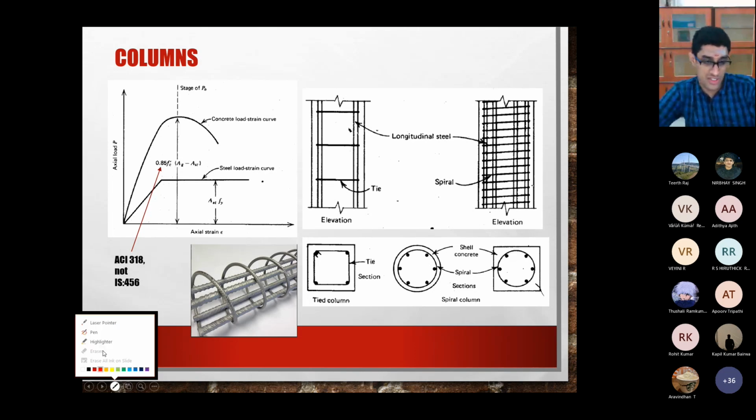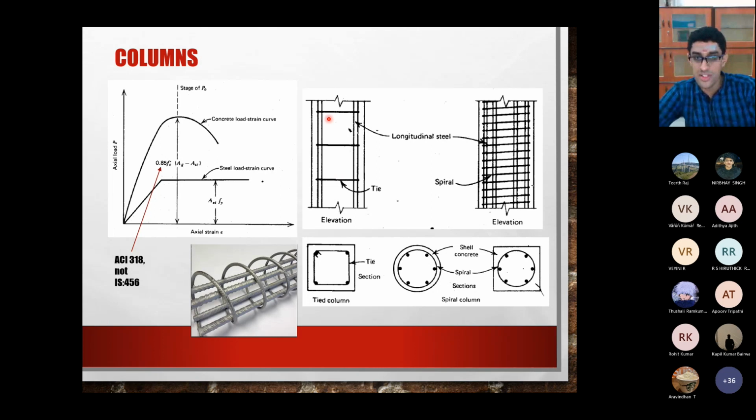This is how they look. So you have longitudinal reinforcement. At the minimum, you have to give it at the corners if it's a square or rectangular column. If it's a circular column, you need to give a minimum of 6. Okay, for a rectangular column, the minimum is 4. For a circular column, the minimum is 6 longitudinal reinforcements.